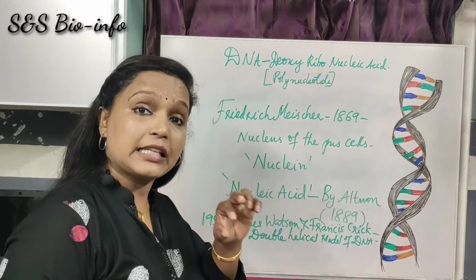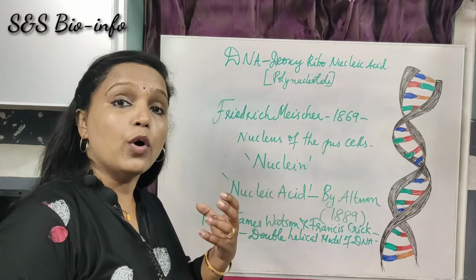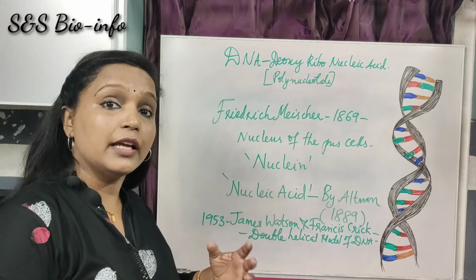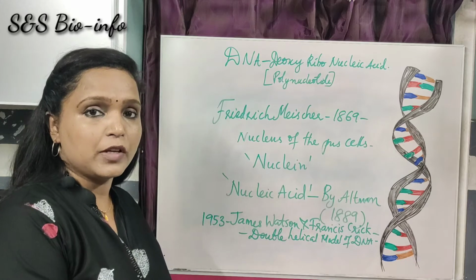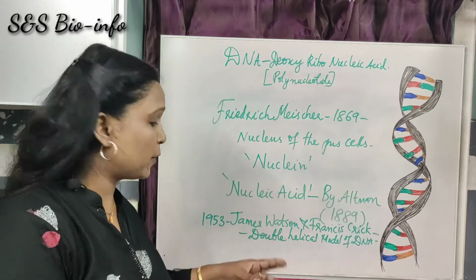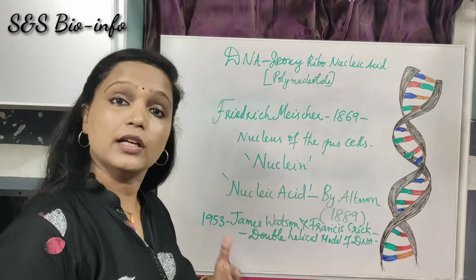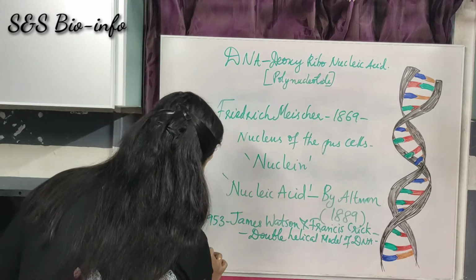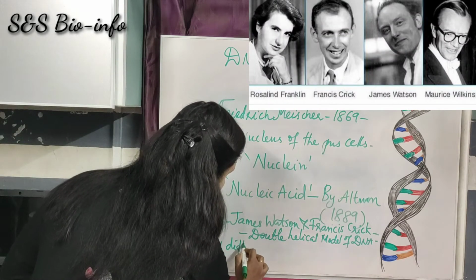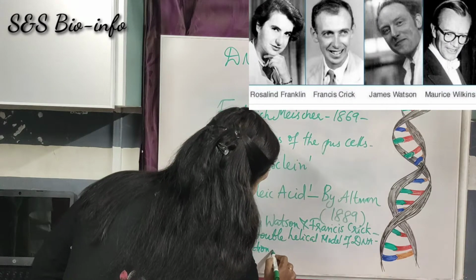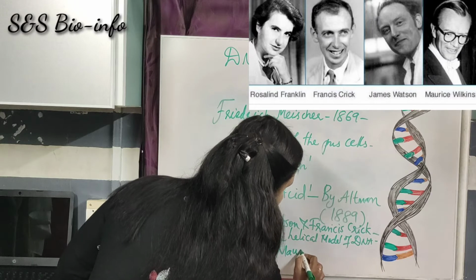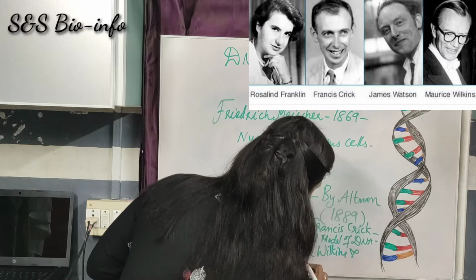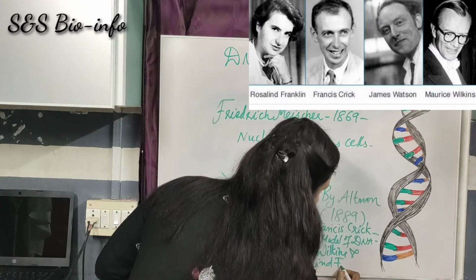That was based on the X-ray diffractions made by Maurice Wilkins and Rosalind Franklin. The two scientists made the X-ray image of the DNA. So with the help of the information, James Watson and Francis Crick proposed the double helical model of DNA. Then who made the X-ray diffractions? X-ray diffractions were made by Maurice Wilkins and Rosalind Franklin.